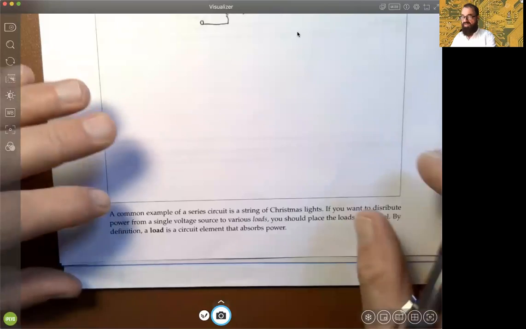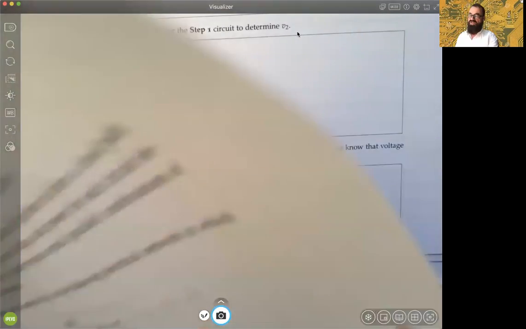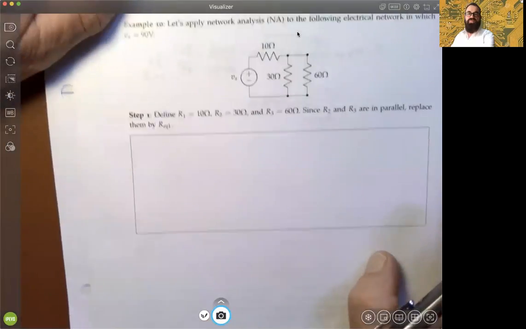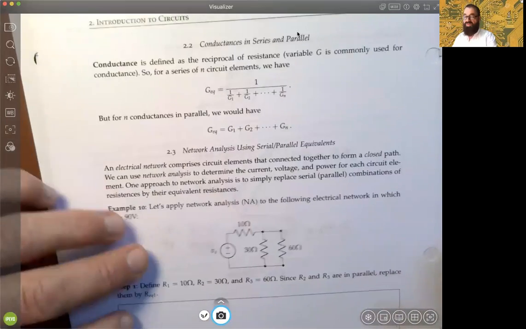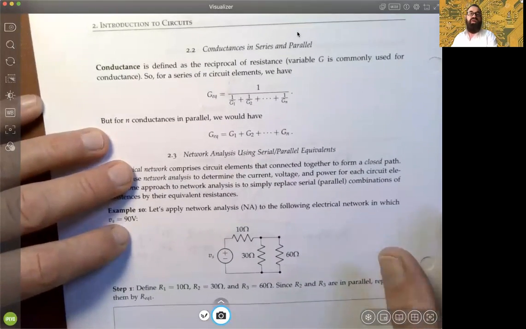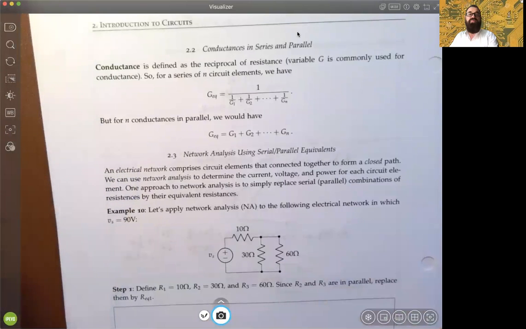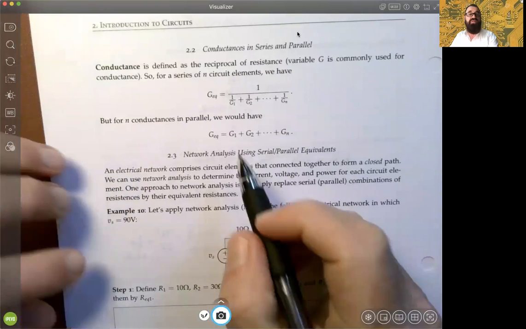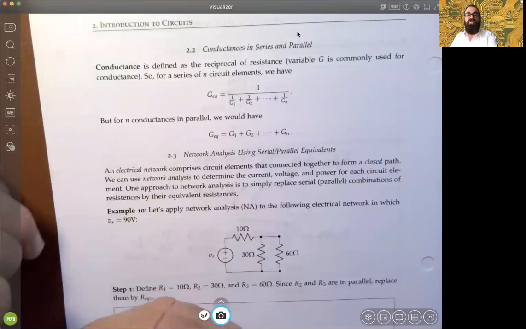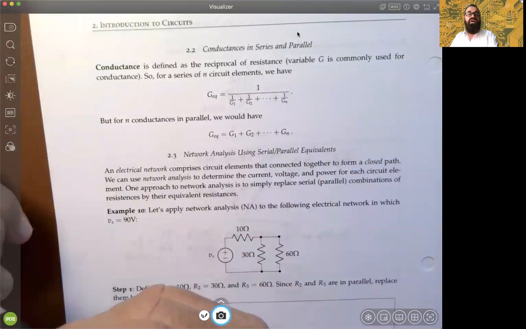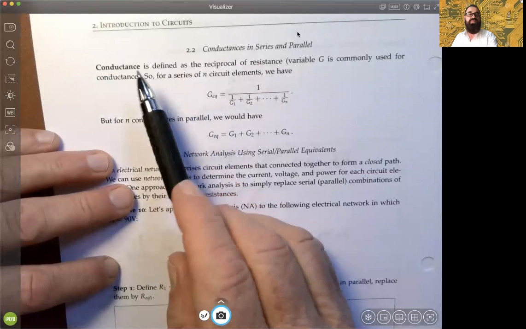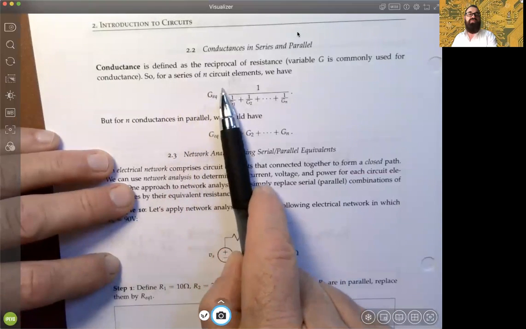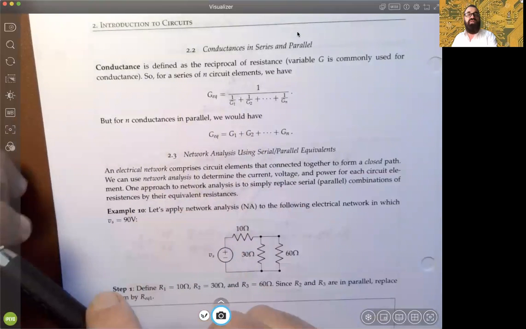So we're going to move on briefly to the next section, just to recall a definition we had earlier. This is the top of page 34, section 2.2. We can also look at conductance rather than resistance, because conductance is just the reciprocal of resistance. The typical variable is G rather than R. And what's interesting in terms of determining their equivalences is that it's the opposite of what we just had with the resistances.